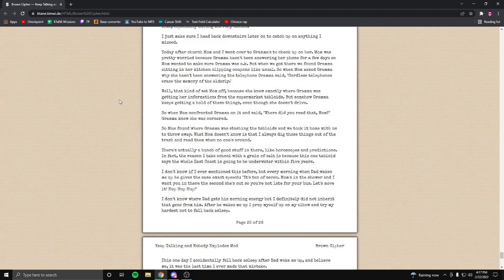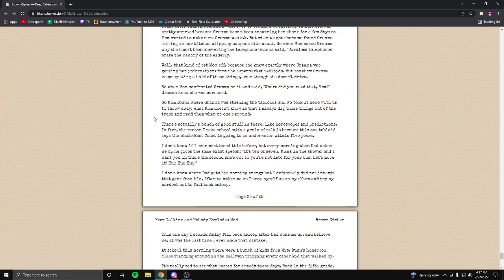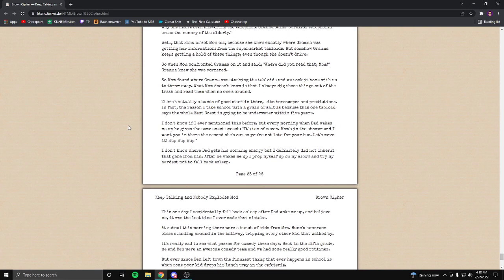So when Mom confronted Grandma and said, "Where did you read that, Mom?" Grandma knew she was concerned. So Mom found where Grandma was stashing the tabloids, and we took it home for us to throw away. What Mom doesn't know is that I always dig those things out of the trash and read them when no one's around. There's actually a bunch of good stuff in there, like horoscopes and predictions. In fact, the reason I take school with a grain of salt is because this one tabloid says the whole East Coast is going to be underwater within 5 years.